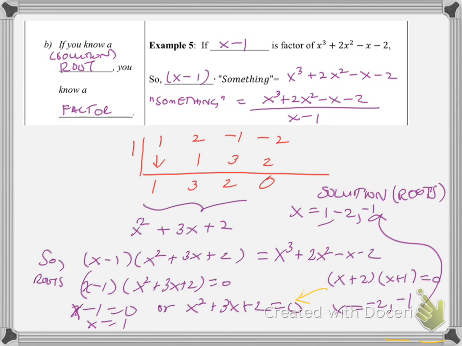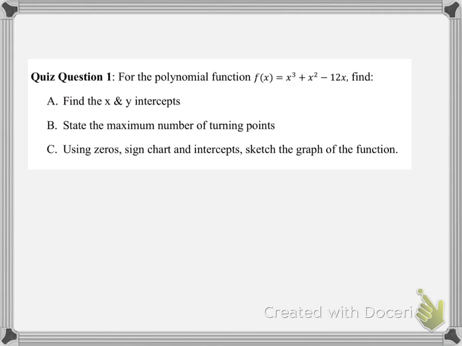Okay. I think it's time for our next quiz question. All right. So here's your quiz question number 1. For the polynomial function f of x equals x cubed plus x squared minus 12x, I want you to find A, the x and y intercepts, B, state the maximum number of turning points, and then C, using zero, sign charts, intercepts, and whatever other information that we've discussed, I want you to sketch the graph of the function. All right, so that's your first question.